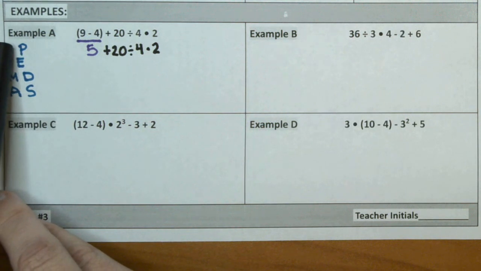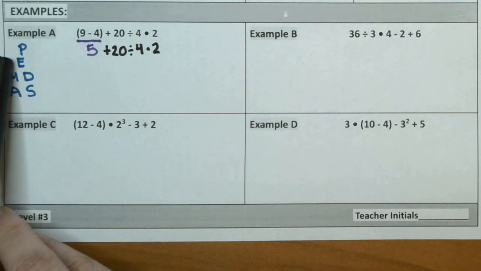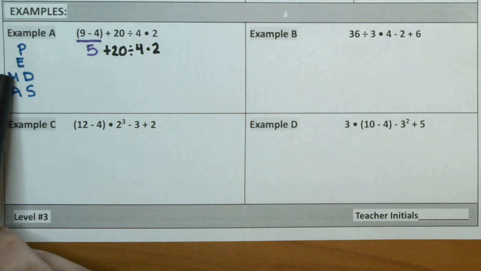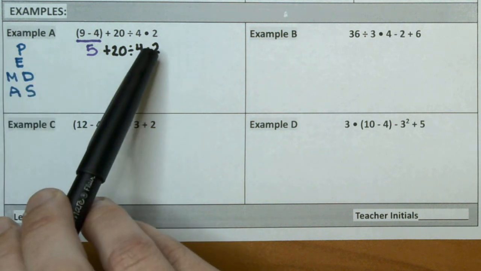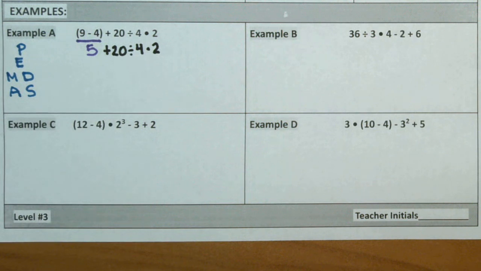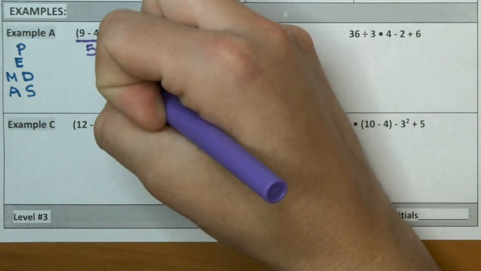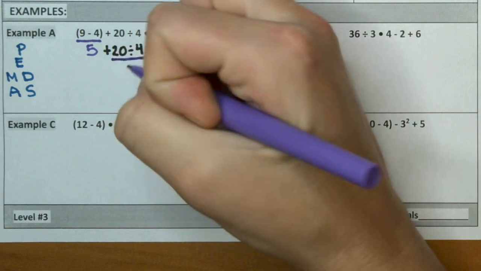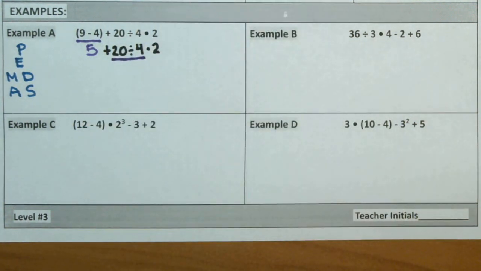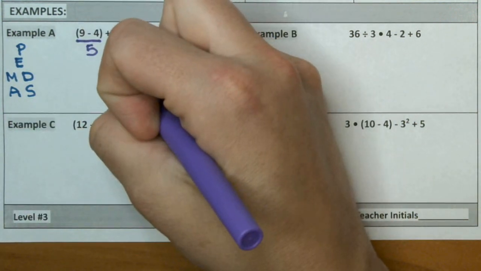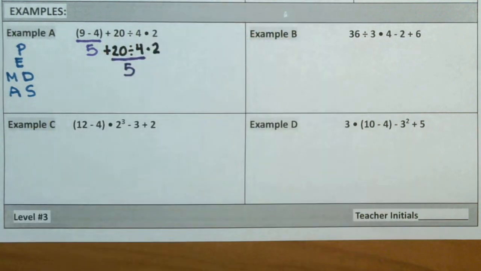So we don't have any more parentheses. We don't have any exponents. Do we have multiplication or division? Yes, we do. We actually have multiplication and division. So which one comes first? 5 plus 20 divided by 4 times 2. Well, we said division first. So I'm going to underline 20 divided by 4. I'm going to write my answer right beneath.